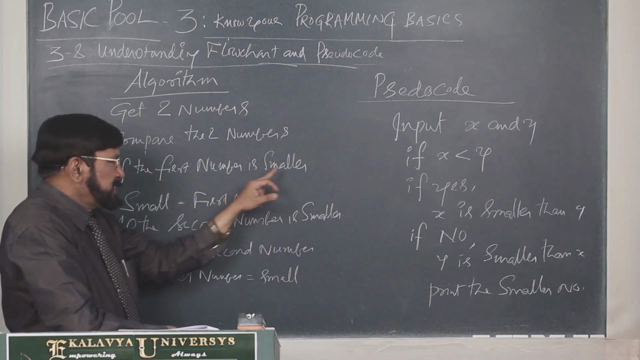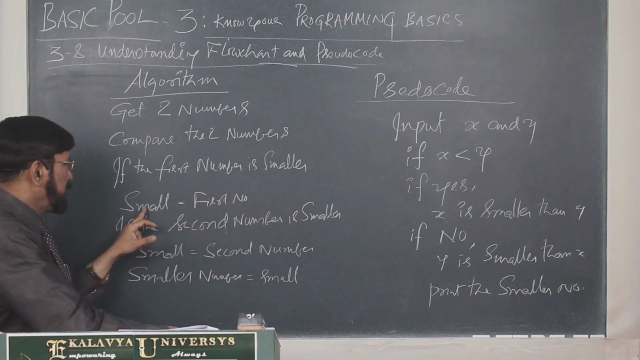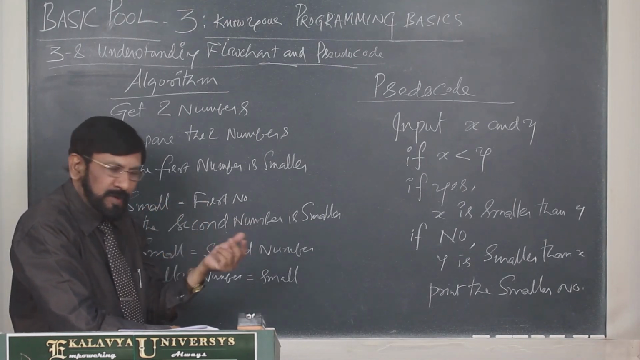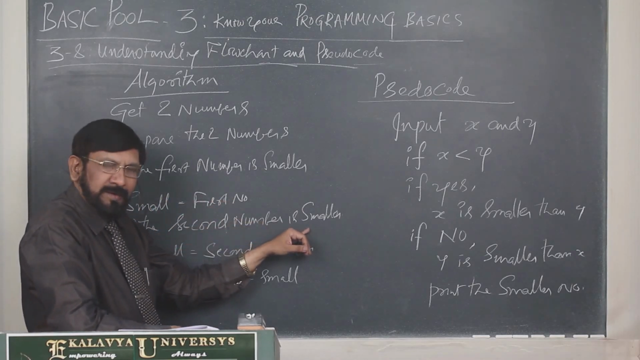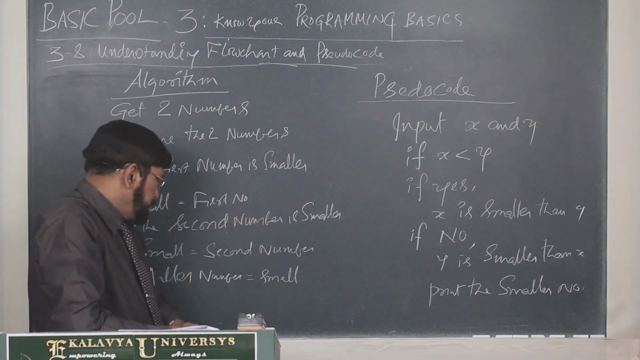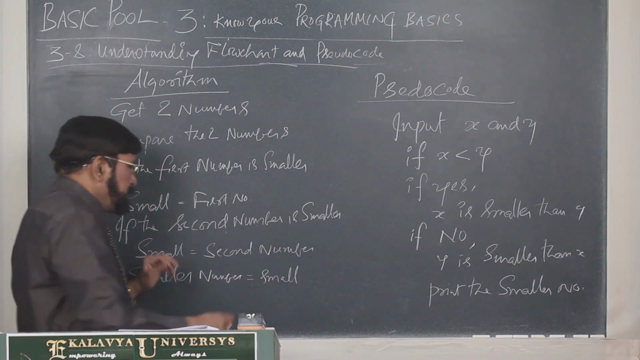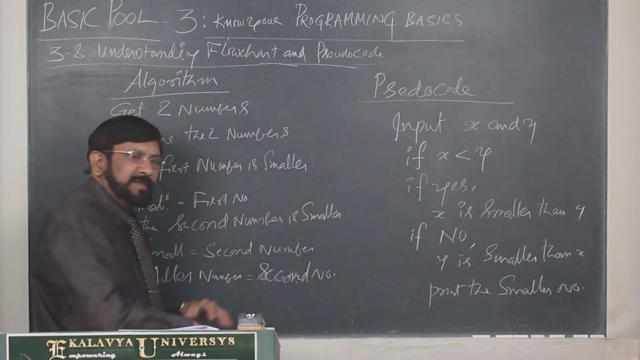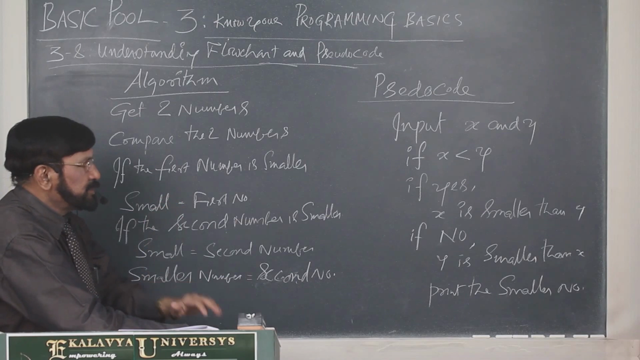If the first number is smaller, when you compare, you can know, small is assigned the first number. That means you are declaring the first number is smaller. If the second number is smaller, small is the second number, and the smaller number is the second number. In this way, we write in a descriptive way. We describe our logical plan in this manner.